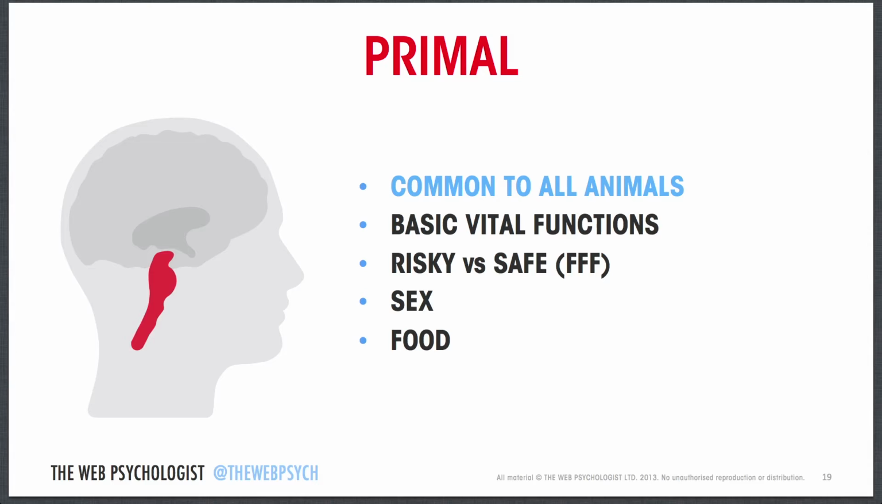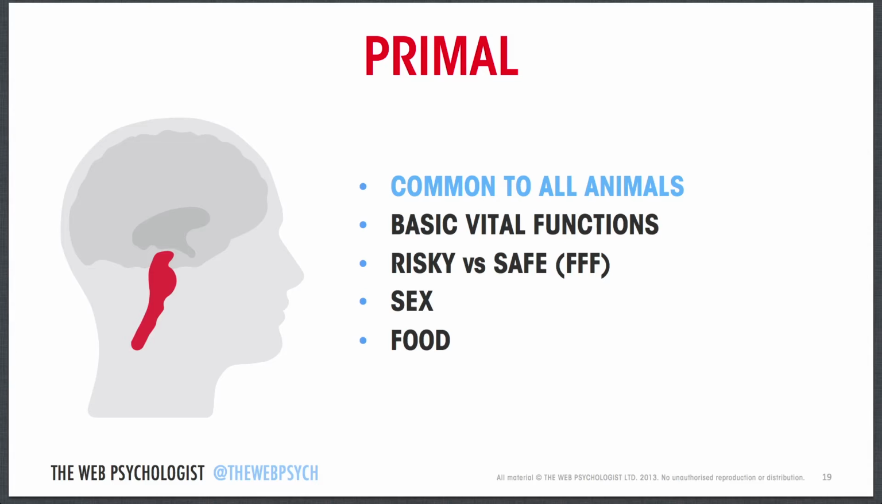It consists of three main systems: the primal, the emotional, and the rational. I'm going to give you a brief introduction, and then we're going to dive into empathy, which sits within more of the emotional system. So the primal system. It's the oldest.